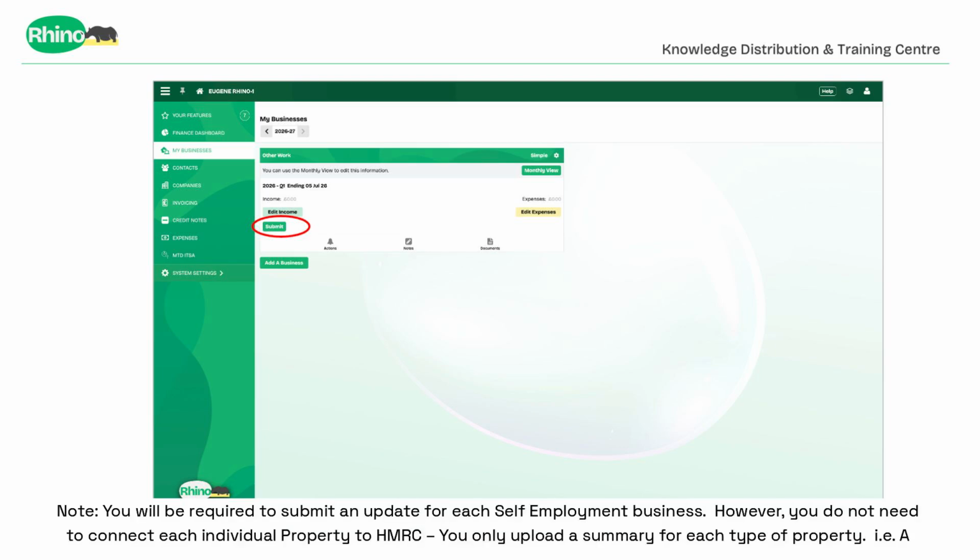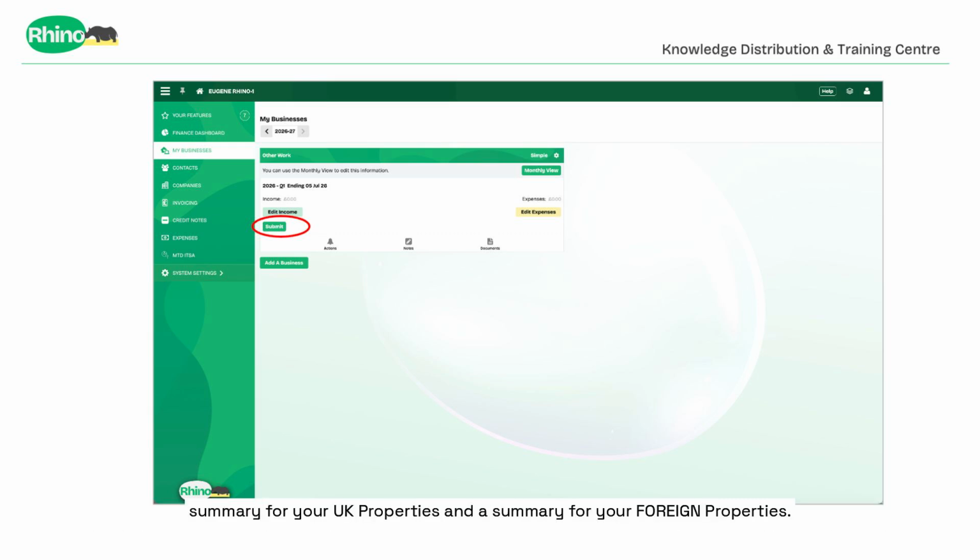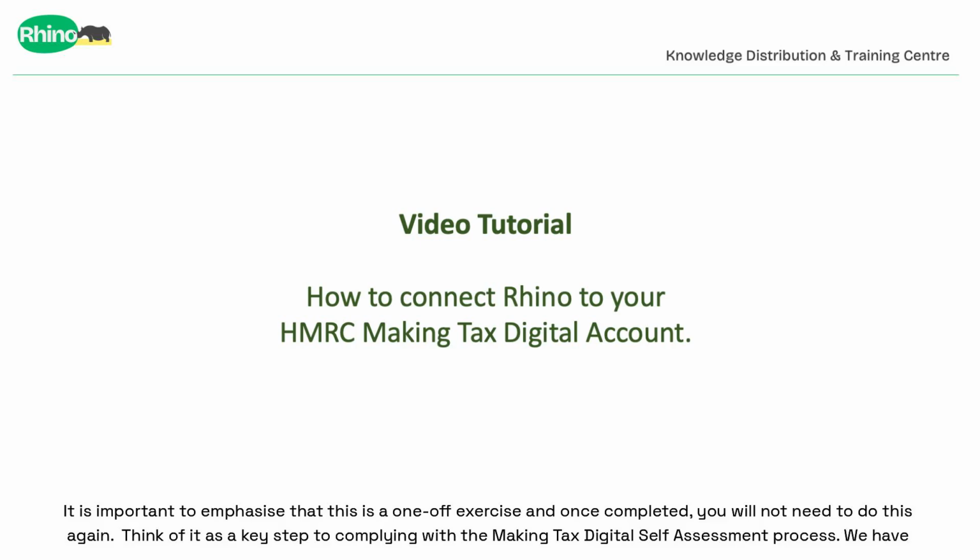Note, you will be required to submit an update for each self-employment business. However, you do not need to connect each individual property to HMRC, you only upload a summary for each type of property, i.e. a summary for your UK properties and a summary for your foreign properties. It is important to emphasize that this is a one-off exercise, and once completed, you will not need to do this again. Think of it as a key step to complying with the Making Tax Digital self-assessment process.